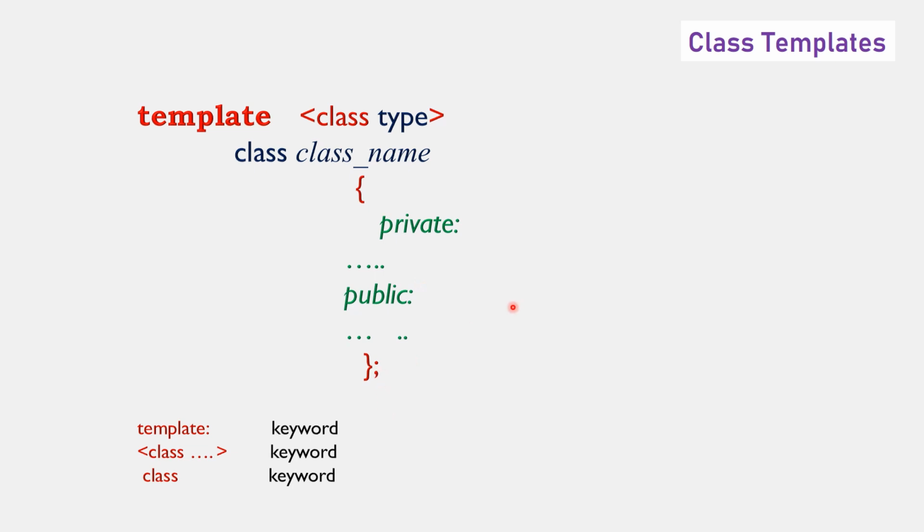In the definition, we can have private, public, and protected members, data members, and member functions, as we normally write class code for our program. Here template is a keyword again, and class is a keyword. And remember, we can use the typename keyword instead of class here. It doesn't matter. So now let's have our first class template example.